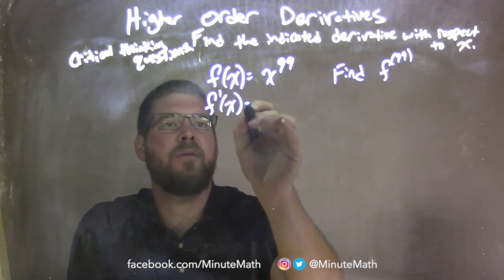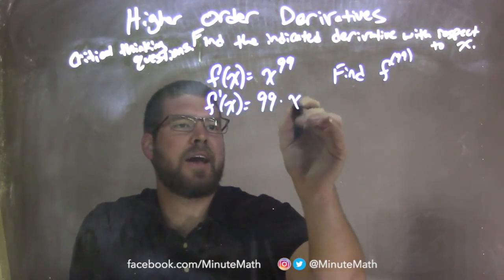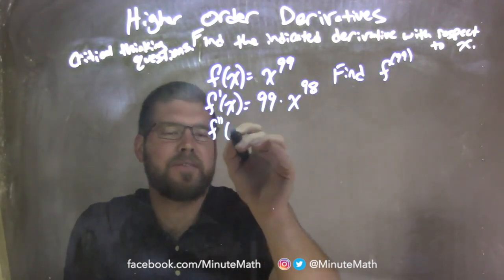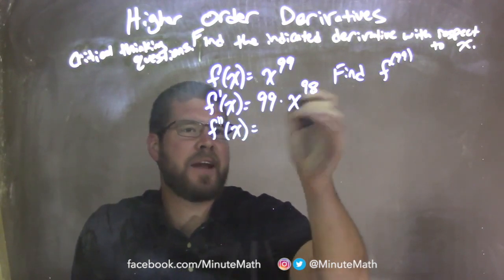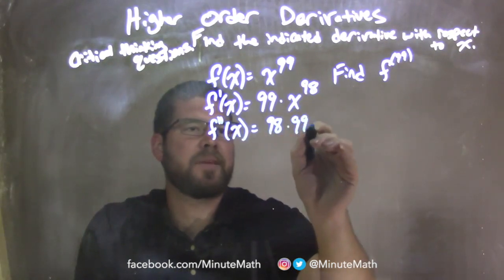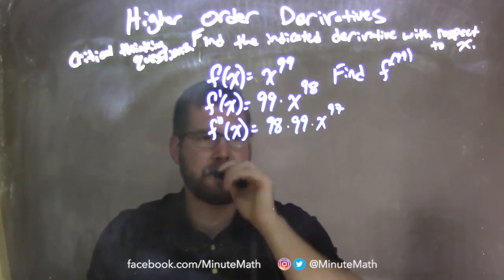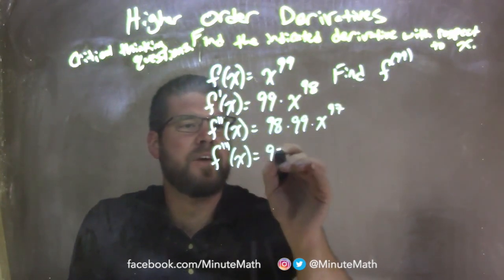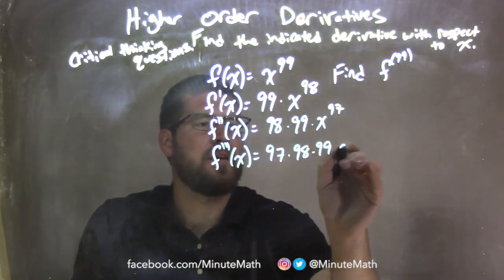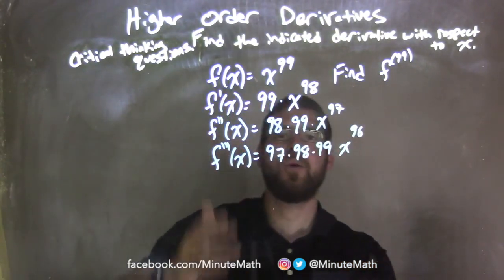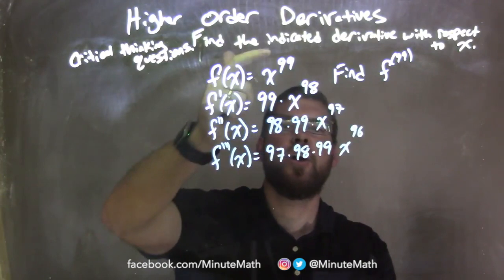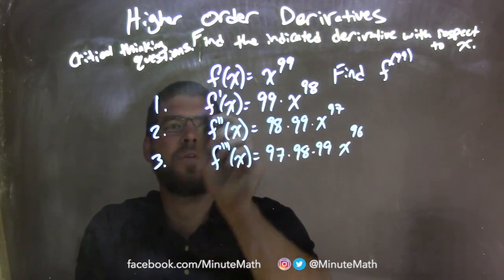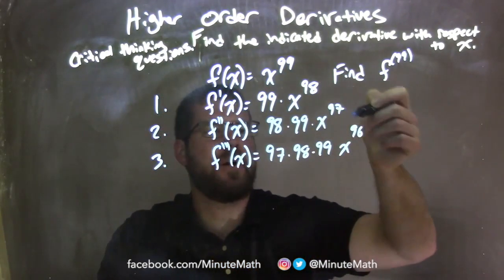f prime of x, we know is 99 times x to the 98th power. Second derivative, well, the 98 comes out front, so 98 times 99 times x to the 97th power. Let's do a third one, right? The third derivative of f is 97 times 98 times 99 times x to the 96th power. So every single derivative, as we go down, we're subtracting the exponent by 1, right? So we have 98th power, 97th power, 96th power.